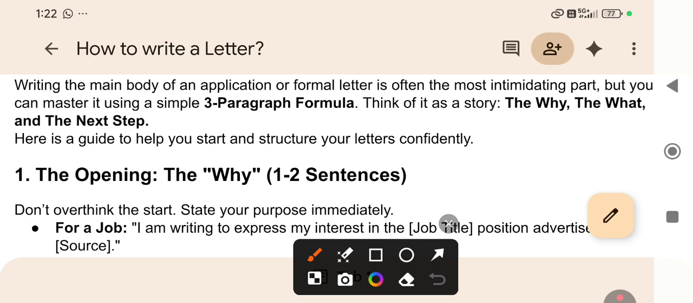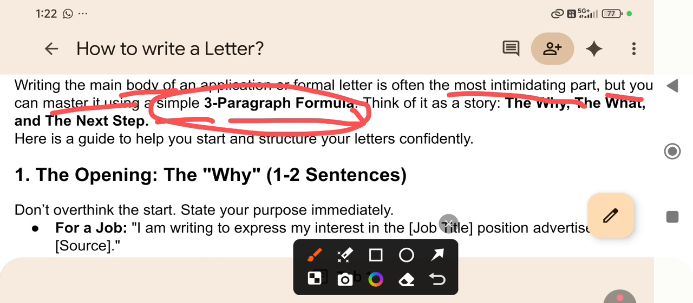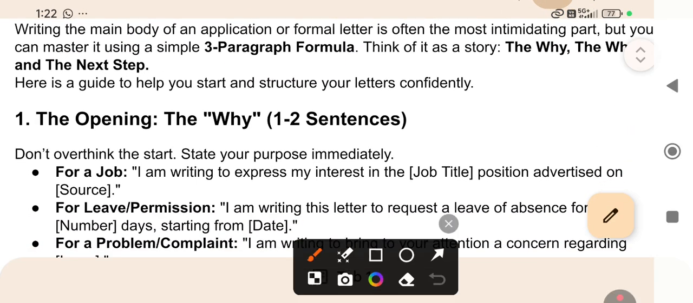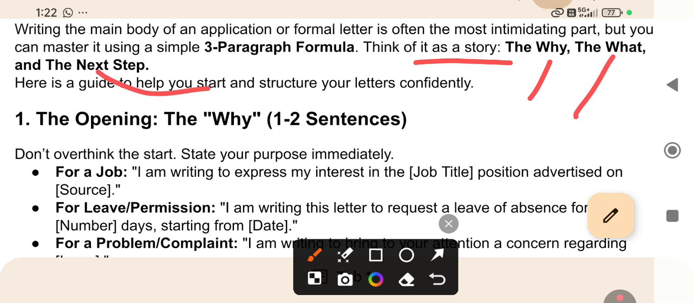So what they are saying is that the main body is the most intimidating part of a letter, but you can master it using a simple three paragraph formula. What are they? We are going to discuss the three formula. Think of it as a story. When you write a story, the same way you can think before you are writing a letter, right? So the why, the what, and the next step. First you should think about why you are writing the letter, what's the reason.